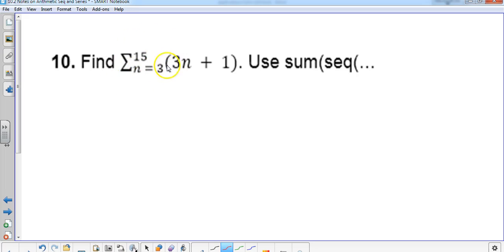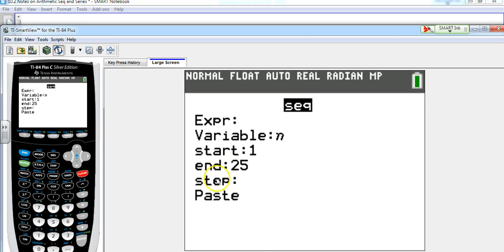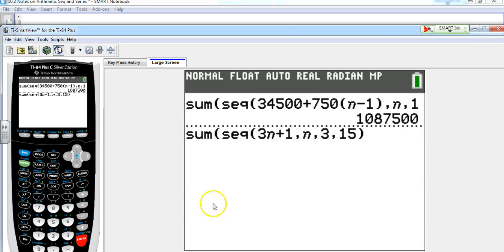But to use a formula, this does not start with term 1, so it gets a little wonky and sometimes students get it wrong. So this is a good one to use the sum sequence for. It's 3n plus 1, comma, n, comma, 3 to 15. So it should look like this on your screen: sum sequence, and it doesn't matter if your variable's x, 3x plus 1, comma x, comma 3, comma 15.